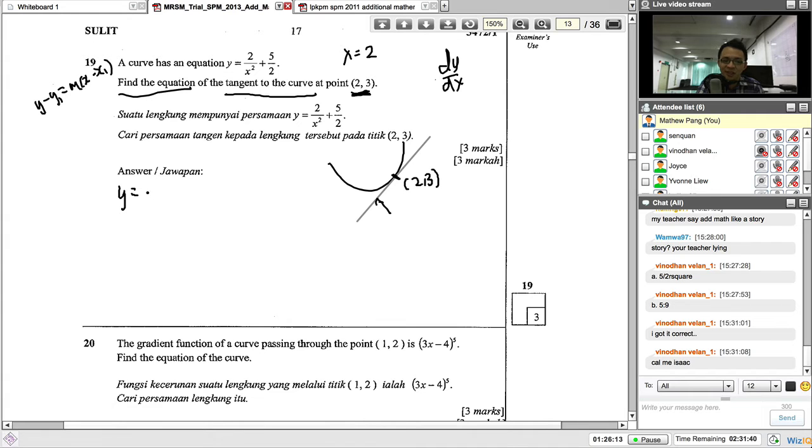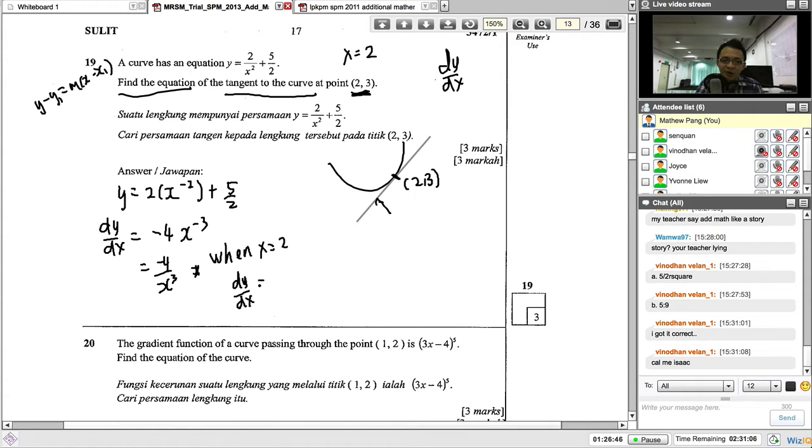Before I do, change to indices form. First, this is 2x to the power of negative 2, plus 5 over 2. Now I do dy/dx. The 5 over 2 has no x, so it is gone. Negative 2 moved here gives minus 4, and x to the negative 3, which is negative 4 over x cubed. When x equals 2, dy/dx equals negative 4 over 8, which is negative 1 over 2.